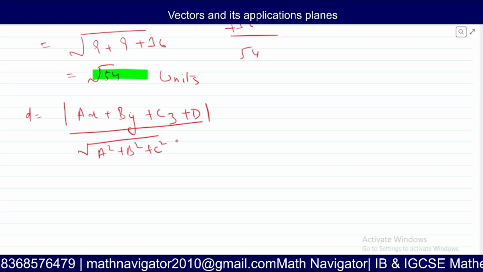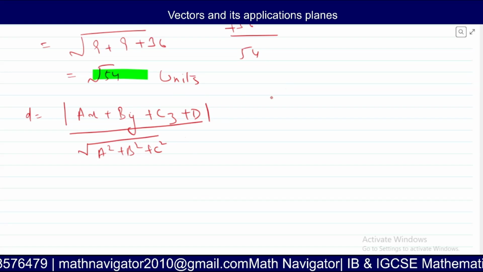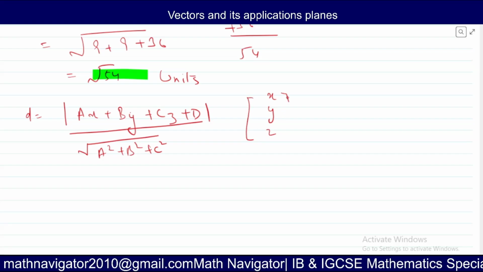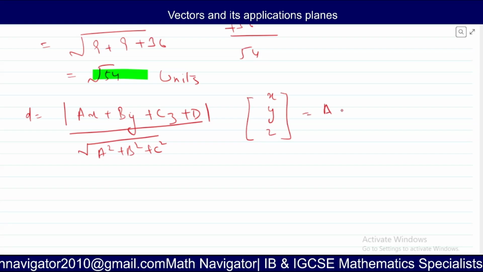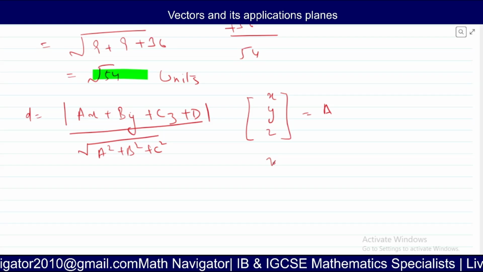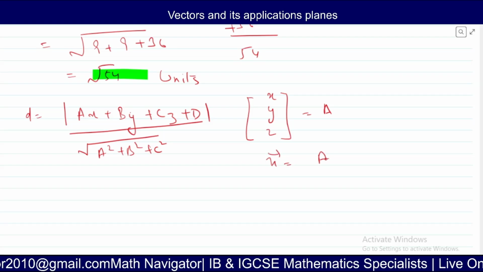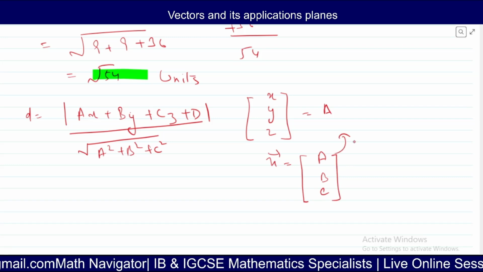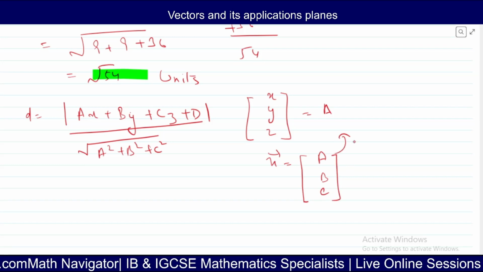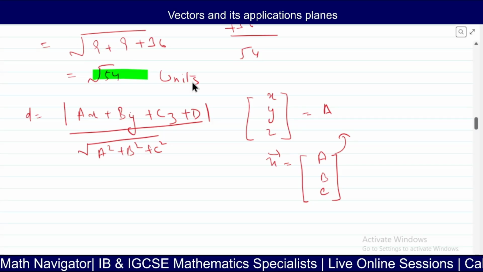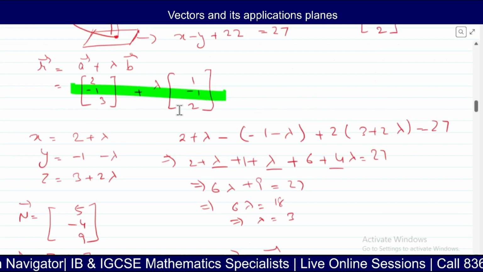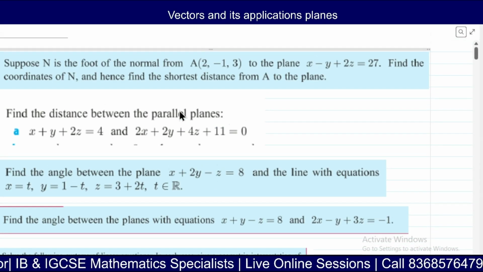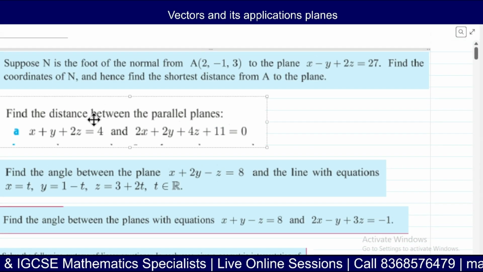Here, (x1, y1, z1) is the point, like in this case A, and your vector n is equal to (A, B, C). What is this ABC? ABC is your normal vector, which is the normal vector of the plane. We'll do one more question so that it becomes clear to you how we got it. So let's take this question.